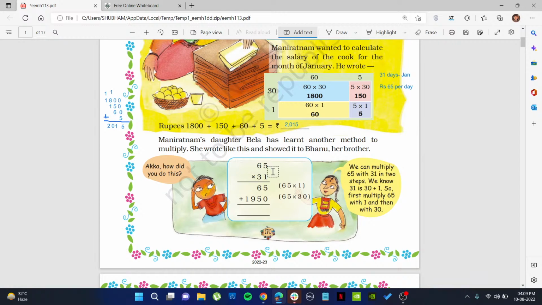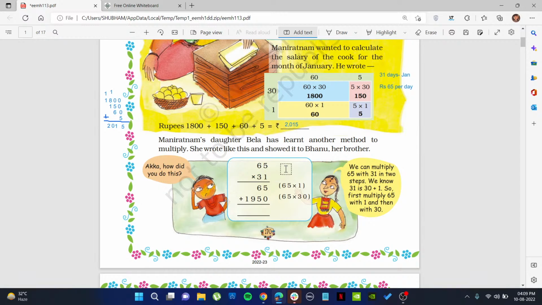But we have to calculate for the month of January. And in the month of January, there are a total of 31 days. So if we multiply 65 directly with 31, we will get the answer. So let's see how this multiplication is actually working. We know that 31 comprises of 30 and 1.